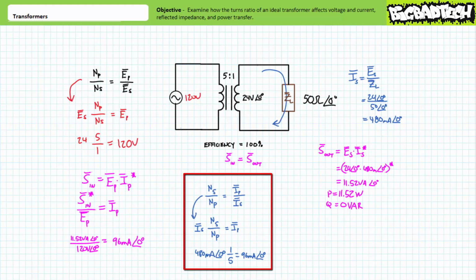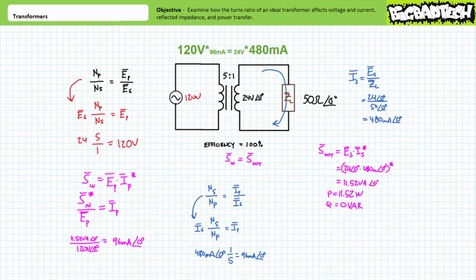As we discussed, the number of turns on the secondary over the number of turns on the primary equals the input current through the primary over the output current through the secondary. Ns over Np equals Ip over Is. Given we know the turns ratio to be 5-to-1, and the current drawn by the 50 ohm load from the 24 volt secondary output to be 480 milliamperes, we can substitute in these given values and solve for primary current. Doing so again yields a current drawn by the primary winding from the source to be 96 milliamperes.